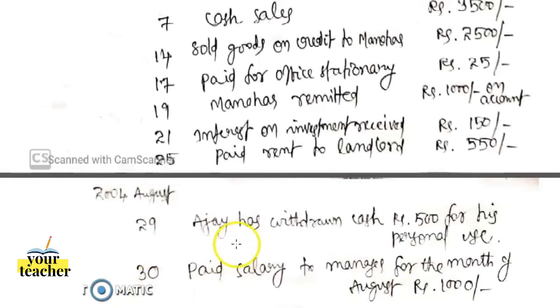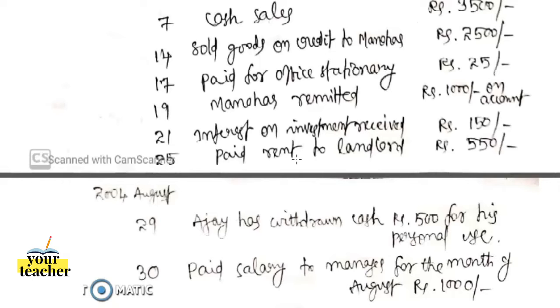On 29th, Ajay withdrew cash rupees 500 for his personal use. And on August 13th, he paid salary to the manager for the month of August, which is rupees 1,000. So these are the transactions of Ajay's firm that are provided. You need to convert these into journal entries.